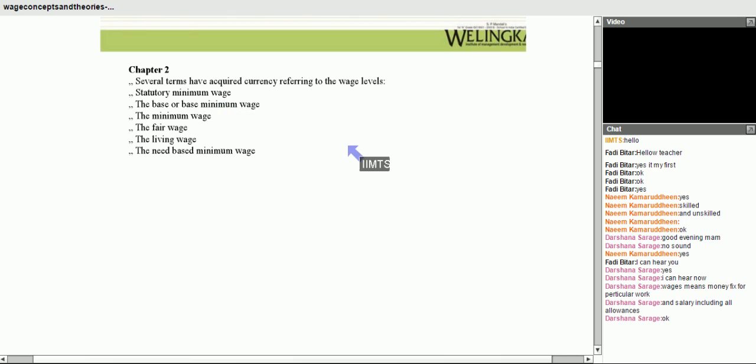Now there are different types of wages depending upon their nature. The first is the statutory minimum wage, the base minimum wage, the minimum wage, fair wage, living wage, need-based minimum wage. Okay, so we can see all of them, and we'll start with the first one, that is the statutory minimum wage. You must be getting what it is from the name itself. Statutory means under the law.